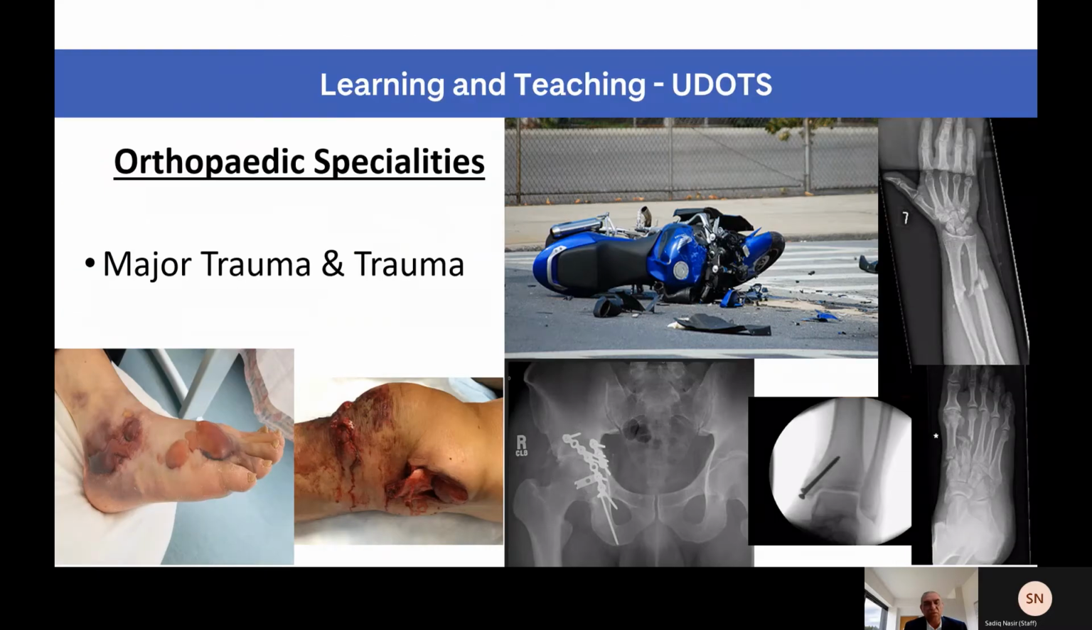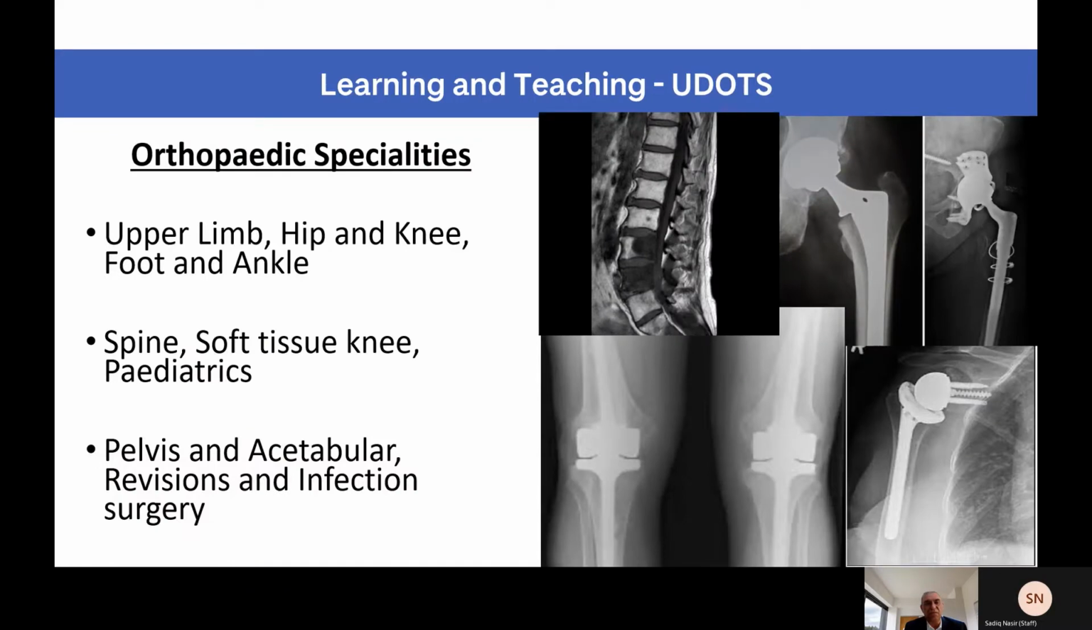The MCh Orth covers the whole spectrum of orthopedics, including major trauma. As this is a major trauma centre, you will see some horrendous injuries. We also cover the specialties of upper limb, revision hip and knees, foot and ankles, spine, soft tissue knee, pediatrics, pelvis and acetabular fractures, and revision and infection surgery. In a nutshell, most of the time when students come back, they tell us that they have relearned the whole of orthopedics and updated their knowledge over 9 months.